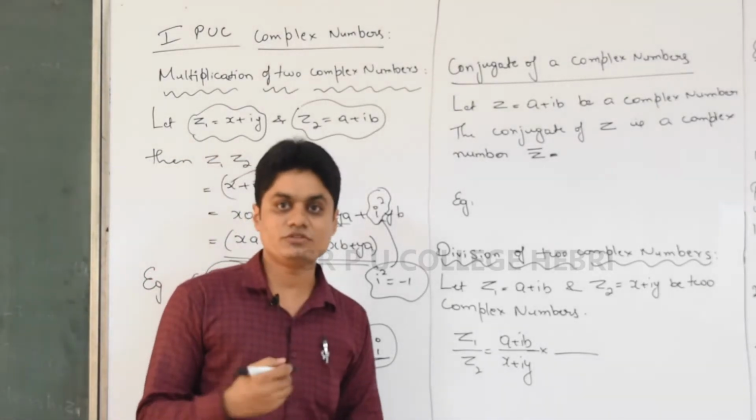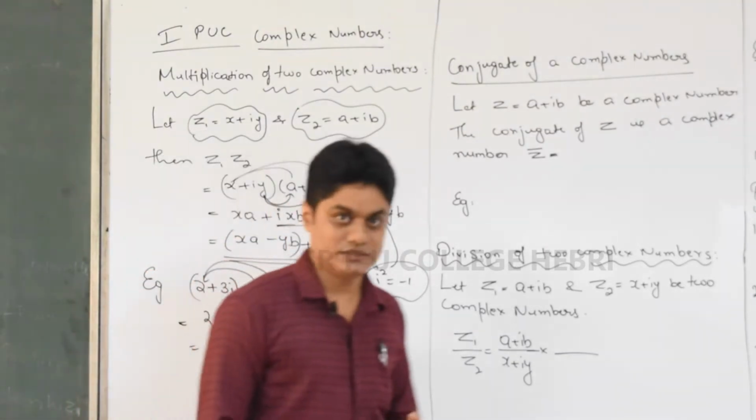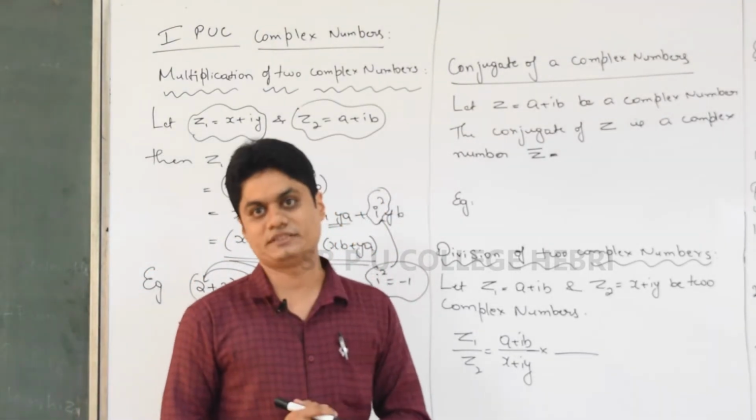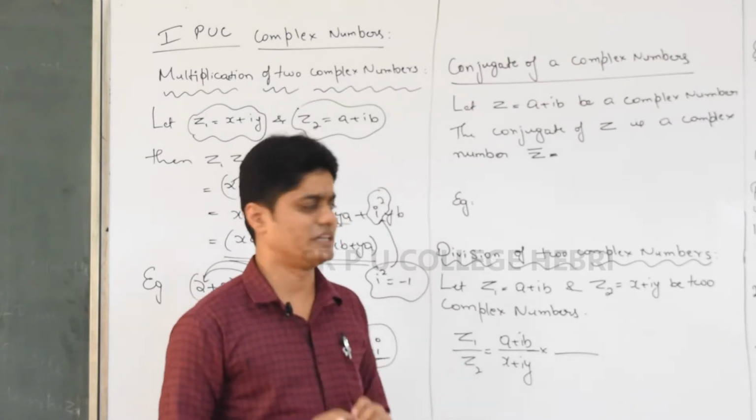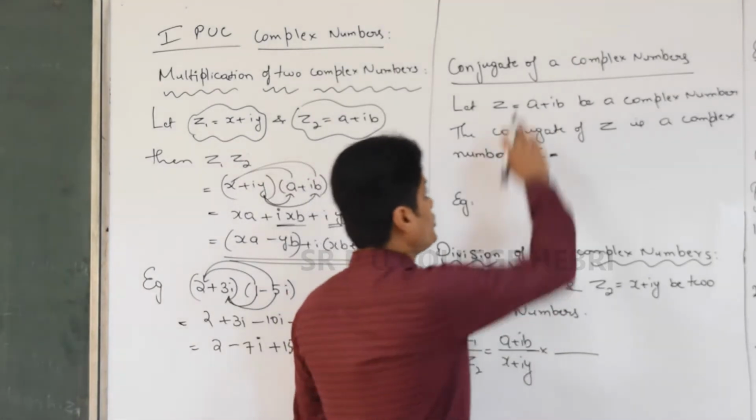Okay, so I'm moving to the next algebra of complex numbers. It is known as the conjugate of a complex number. You heard the word conjugate in rationalization, right? So the same meaning we are using here also. Observe carefully: conjugate of a complex number.